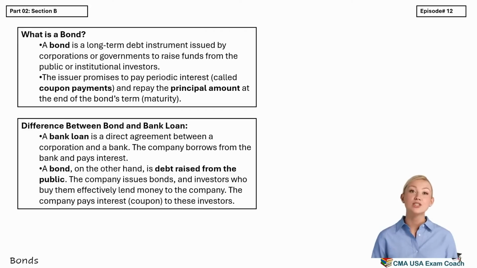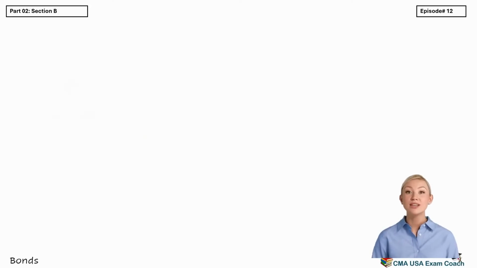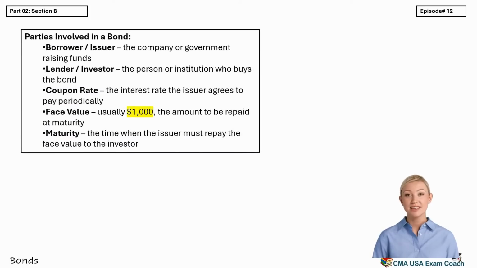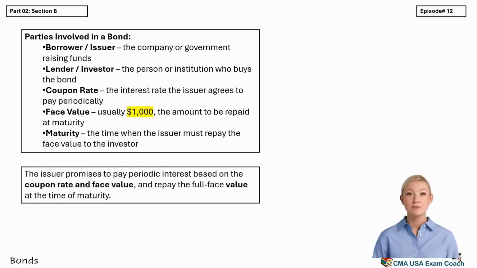Let's now understand some of the terms in a bond. The borrower or issuer, usually a corporation or government that needs funds. The lender or investor, individuals or institutions who buy the bond. The coupon rate, the annual interest rate paid to the bondholder, calculated on the face value. The face value, usually $1,000, which is the principal amount repaid at maturity. The maturity period, the duration after which the issuer repays the full face value. In summary, the borrower or issuer promises to pay regular interest based on the face value and coupon rate, and also promises to repay the full principal at the time of maturity.